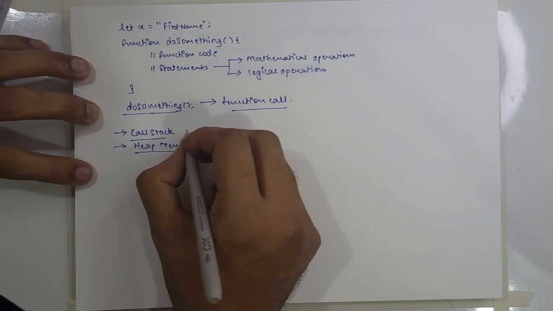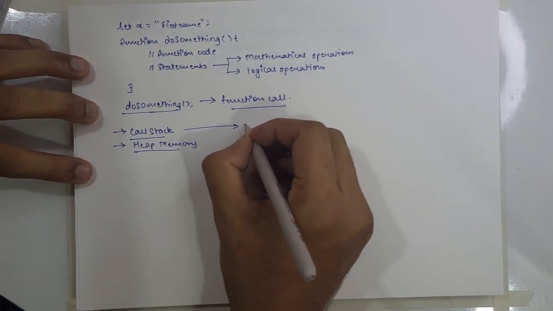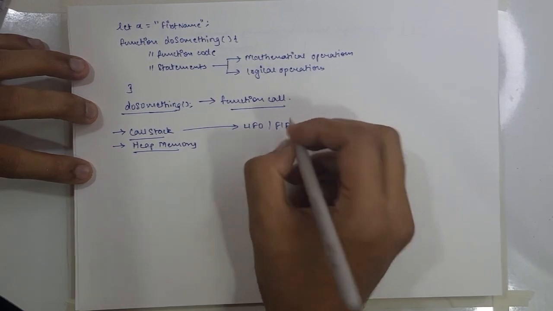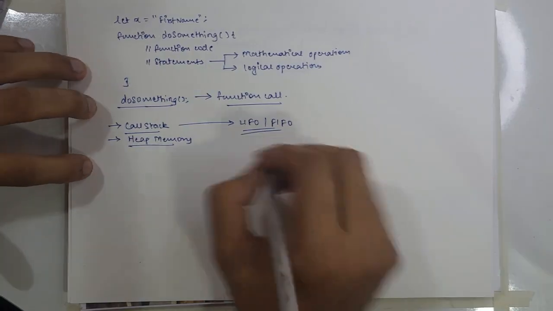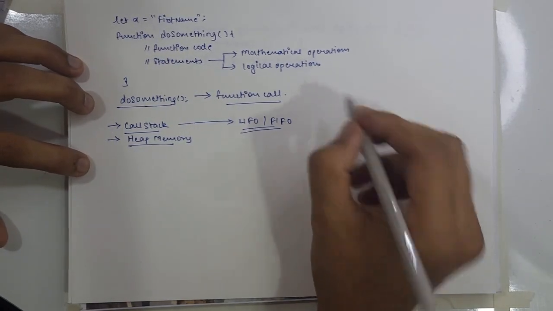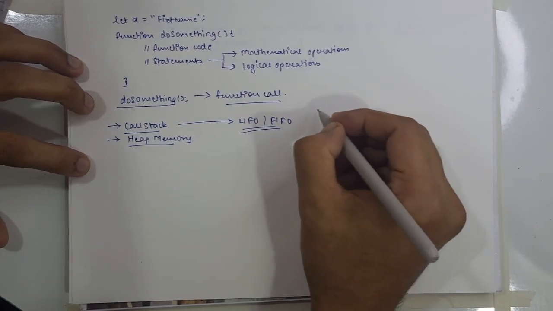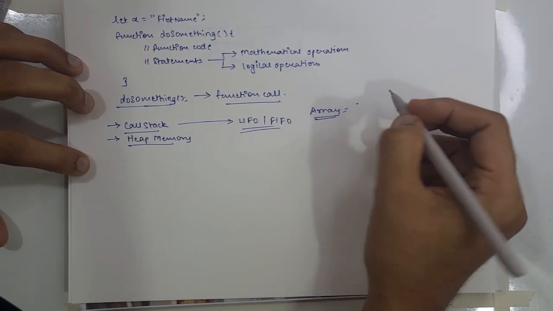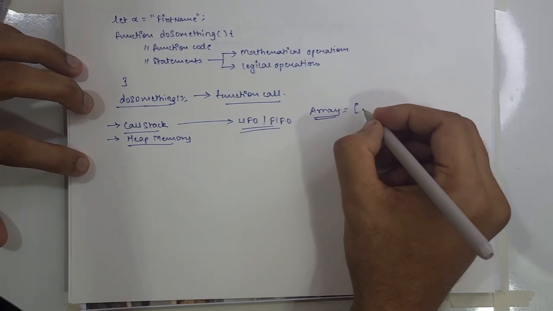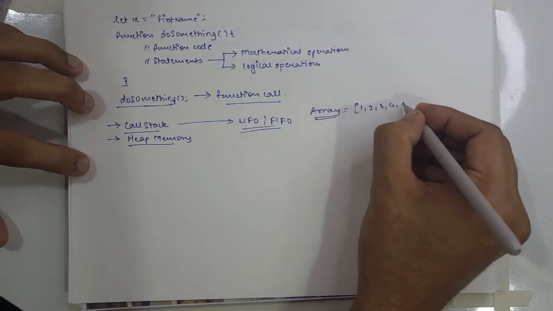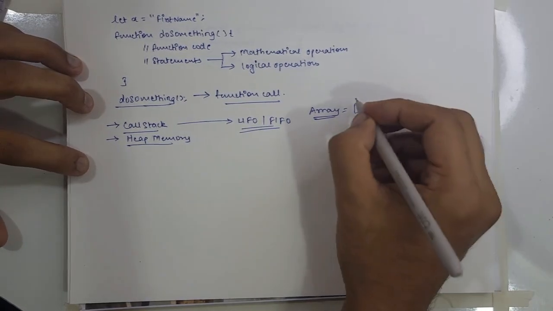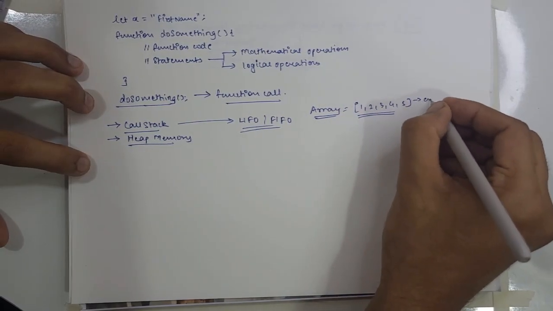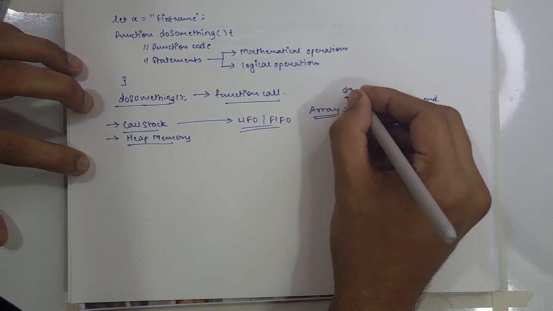If you guys do not know what a stack is, stack is something called last in first out. There is also something called first in first out. Let me explain what is last in first out and first in first out. Suppose we have an array. What is an array? An array is a collection of values like 1, 2, 3, 4, 5, etc. This is the end position of the array. This is the start position of the array.